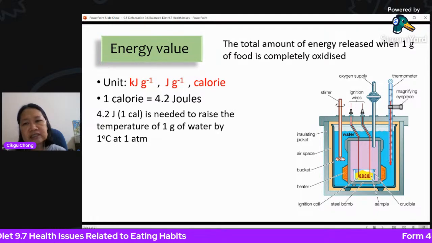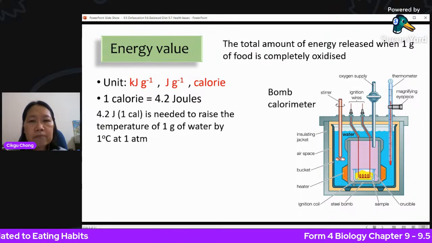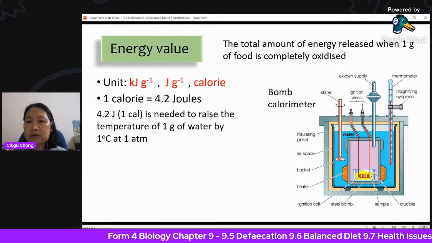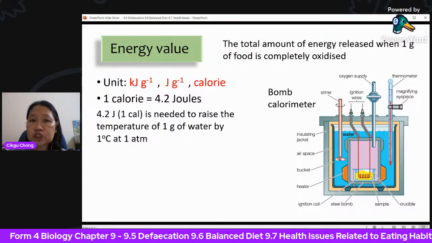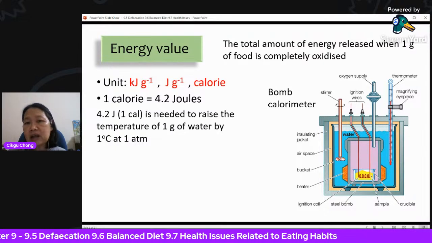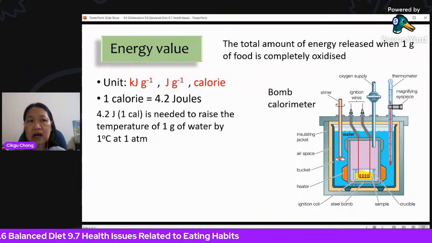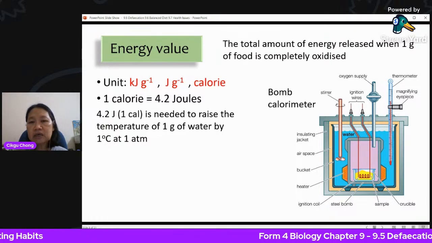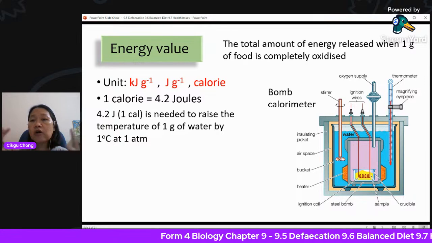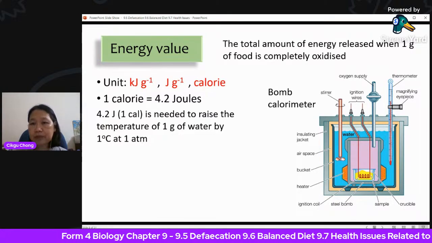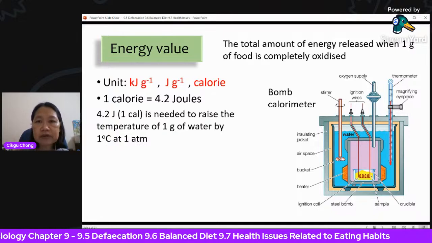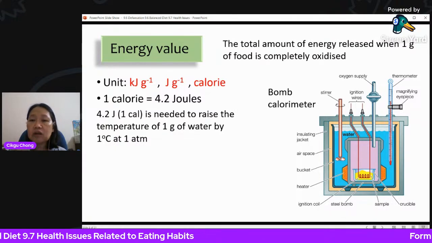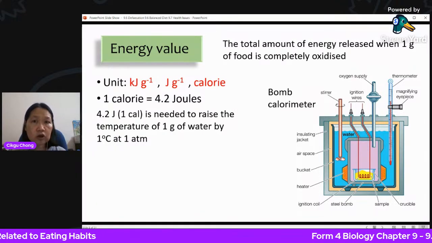So how do they measure this? This is an actual bomb calorimeter, which is more accurate. We don't have this in the lab, neither do we need it, because we can do a simpler version in our experiment. The bomb calorimeter is a device to find out how much energy a particular food releases when oxidized. It's more accurate because it's a closed system, which minimizes loss of heat. When we do our experiment, we can't close it up. It's open, so the heat can be released into the air.